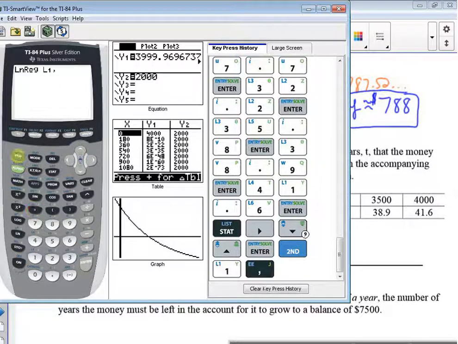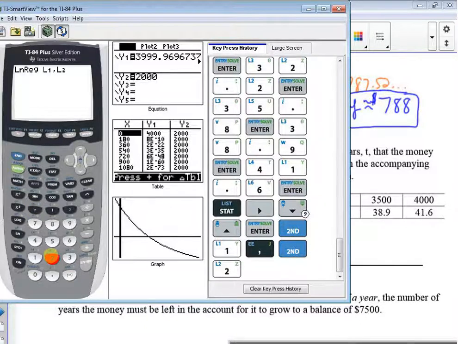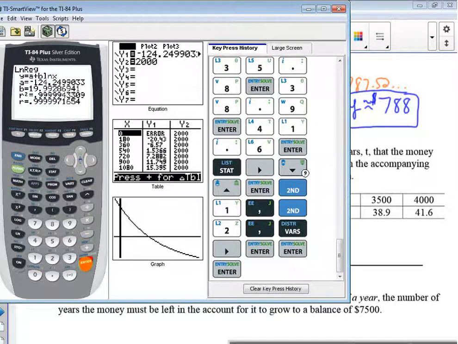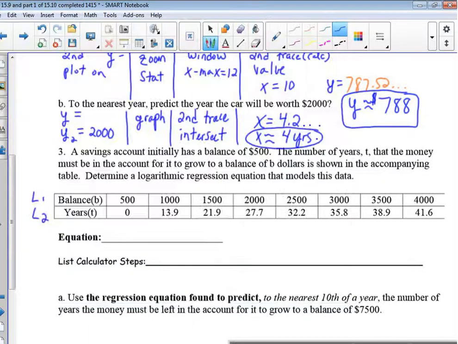And tell it L1, L2, comma, vars, y vars, function. If we need this, then it's in there. The scatter plot should already be set up from the last one, so we should be good to go with that too. So here's the equation. It's not using log, it's using ln. So go back and write that.